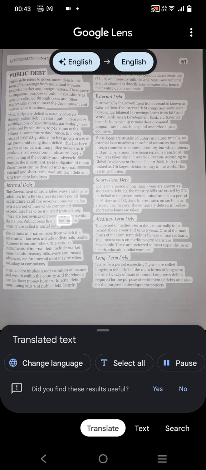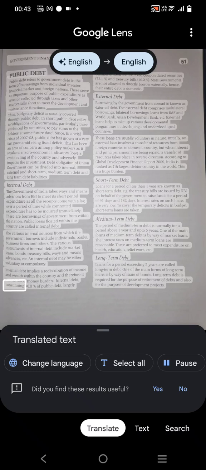Public loans floated within the country are called internal debt. The various internal sources from which the government borrows include individuals, banks, business firms and others. The various instruments of internal debt include market loans, bonds, treasury bills, ways and means advances, etc. An internal debt may be either voluntary or compulsory. Internal debt implies a redistribution of income and wealth within the country and therefore it has no direct money burden.